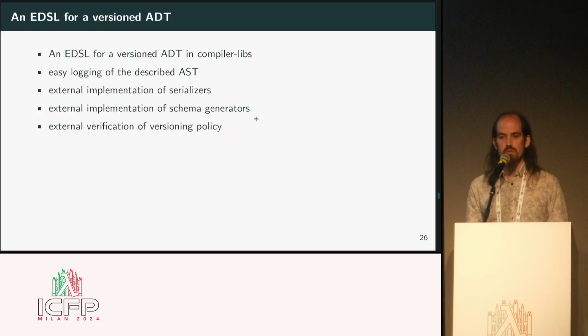So what we can do is implement an embedded domain-specific language for describing version additives in compiler-libs. With that, it's quite easy to log the additives that you are describing. And also, you can implement externally a serializer, a schema generator, versioning policy validators, and things like that.